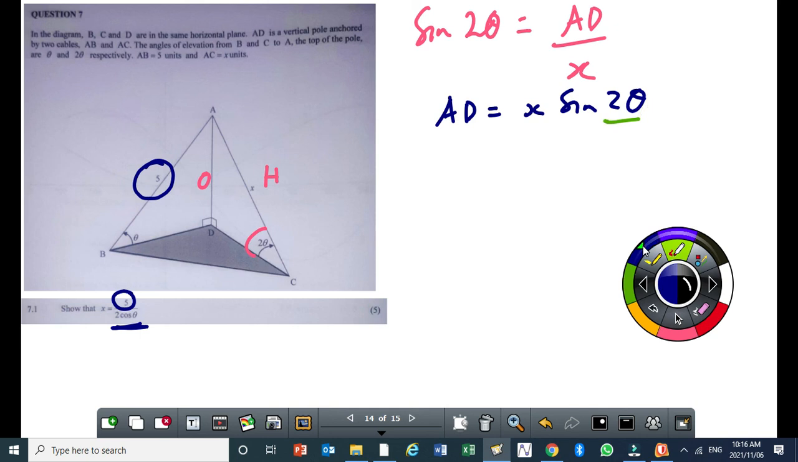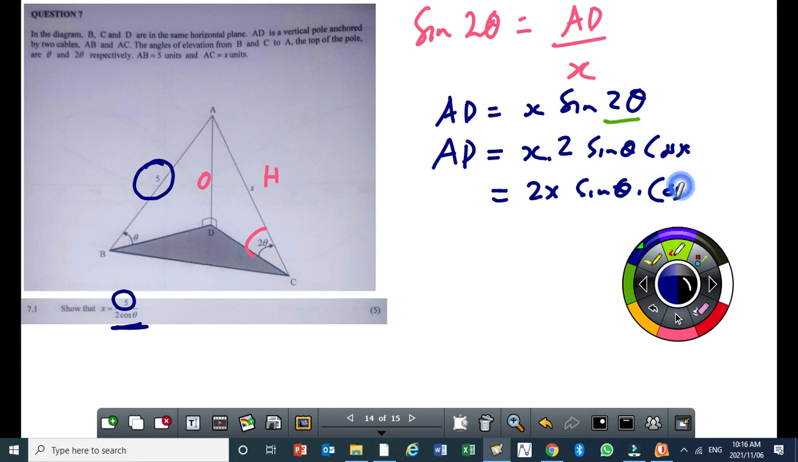Sine 2 theta is equal to what? It's a double angle, it's equal to 2 sine theta cosine theta. Yes, so we could write this as AD equal to x times 2 sine theta cosine of theta, which is the same as 2x times sine theta times cos theta. Are you following? x times sine 2 theta is the same as x times 2 sine theta times cos theta. So you get 2x sine theta cos theta. So this is AD.